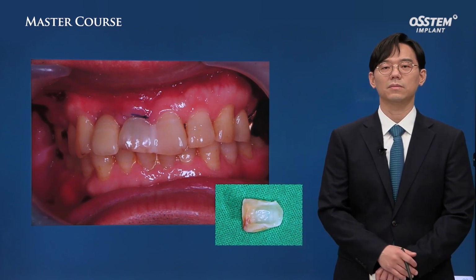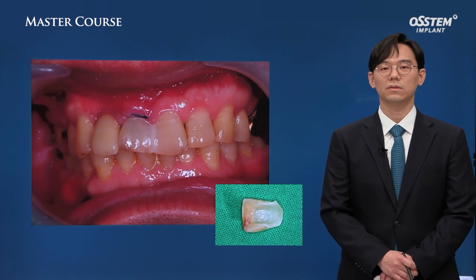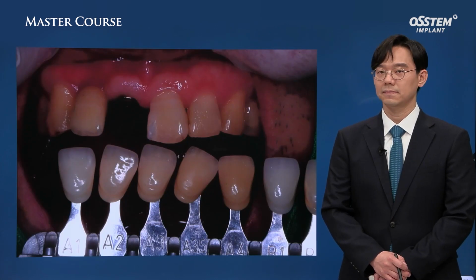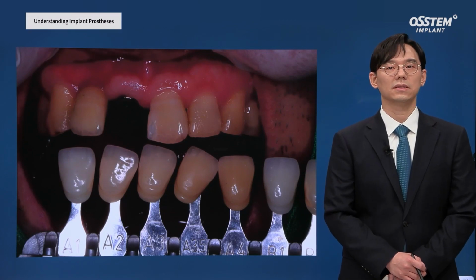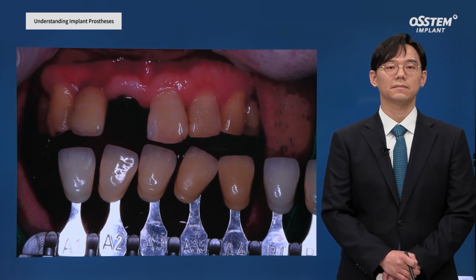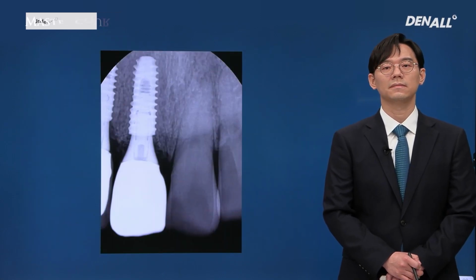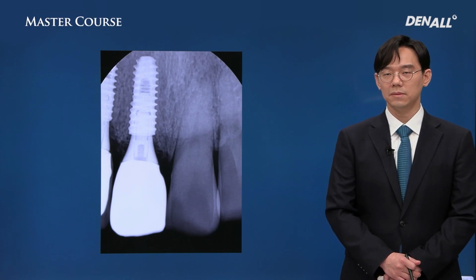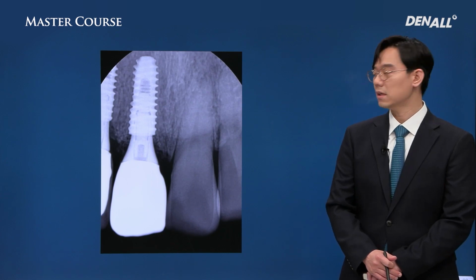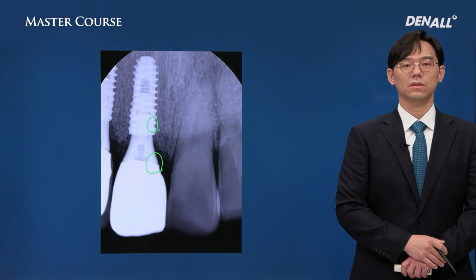There are many ways to provide a provisional, and in this case, I prepped the extracted tooth and made a shell and added resin to provide the provisional. Two months later, impression was taken, and a shade taking photo was taken. Final prosthesis was fabricated and delivered. If you look at the PA, position, depth, distance look okay, and the abutment connection state and the prosthesis connection state look favorable as well.